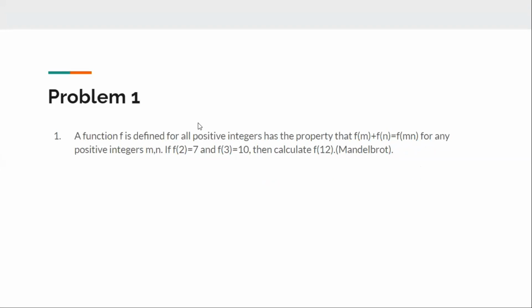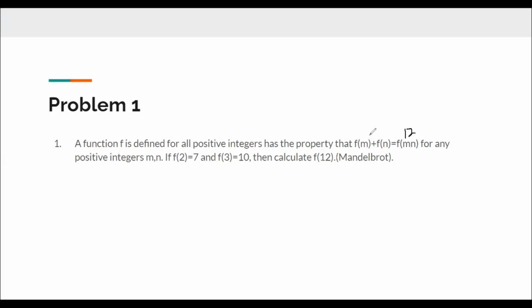The first problem says a function f is defined for all positive integers and has the property that f of m plus f of n is equal to f of mn for any positive integers m, n. If f of 2 is equal to 7 and f of 3 is equal to 10, then calculate f of 12. This was from Mandelbrot. This competition was discontinued. This problem is pretty easy. All you do is you want to find f of 12, so you want mn to be 12. What two numbers could you put here? The first one I would think of is 6 and 2. You could do 4 and 3, but it's basically going to be the same thing.